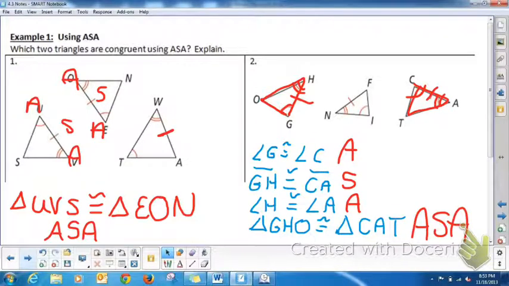The middle one doesn't match because it's got angle, angle, side. So it does not match the corresponding parts. It does not correspond to the congruences in the other two triangles. So it doesn't match. It's not congruent, or we can't prove it's congruent.